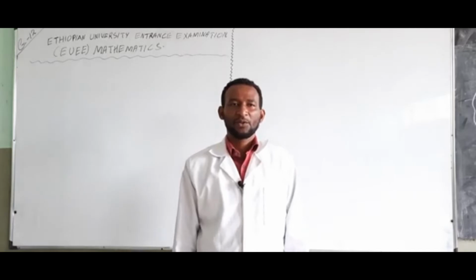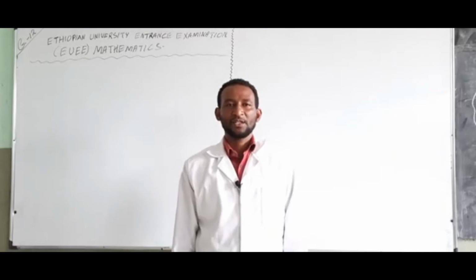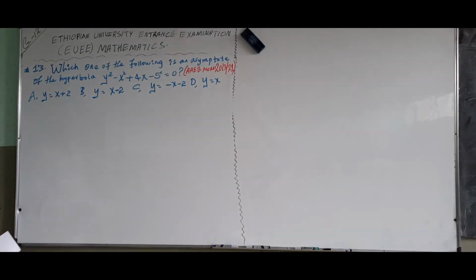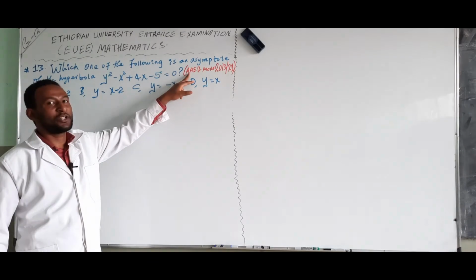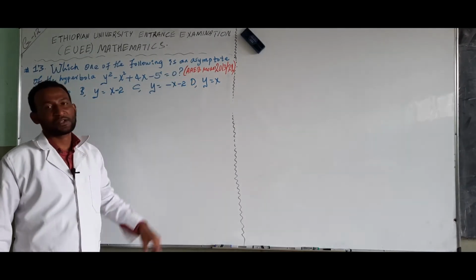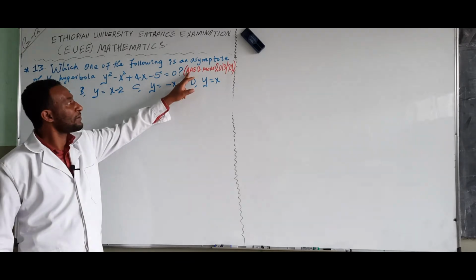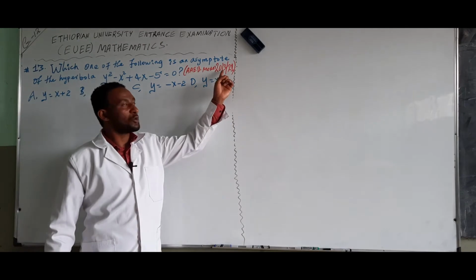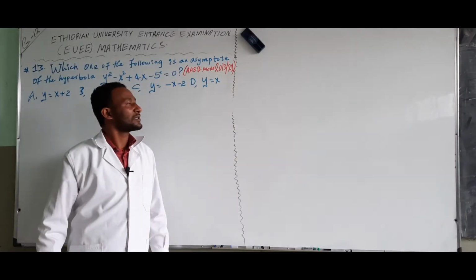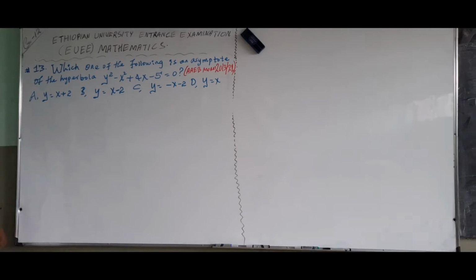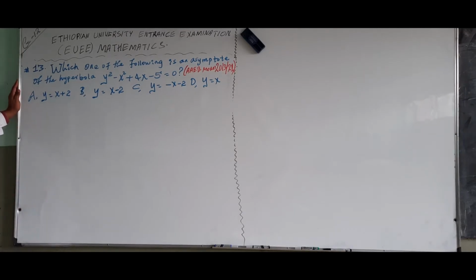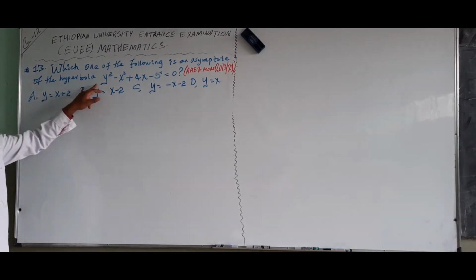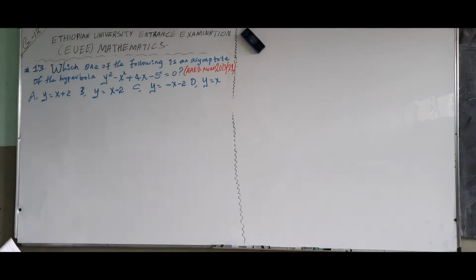In this lecture video we do an entrance exam question. This is a model question developed by the Addis Ababa Education Bureau, a model developed in 2021. The question says: which one of the following is an asymptote of the hyperbola, when the general equation of the hyperbola is given for us.